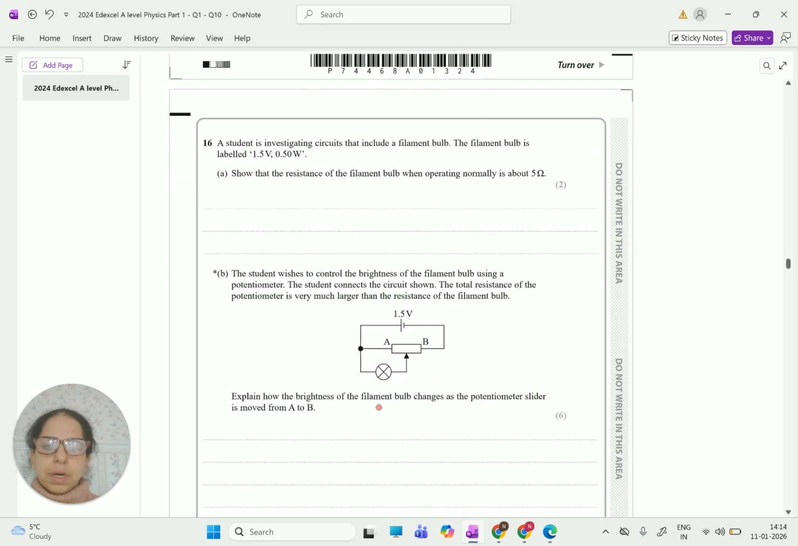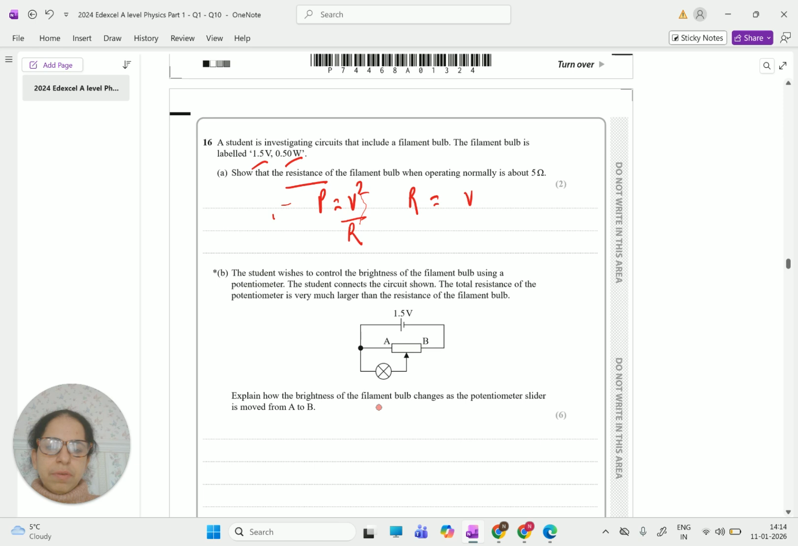You pause, I will read. This is asking, show that the resistance... I have voltage, I have power, so for resistance I'm going to use this equation: P equals V squared over R. So R gives me V squared over P. V is 1.5 squared divided by 0.5. Solve it and you would get the answer.